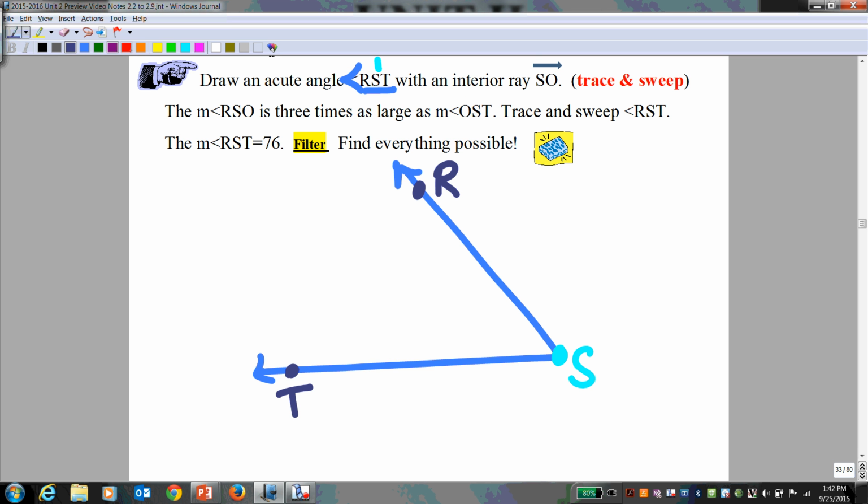When we have an interior ray SO. So again, that's the same S. It doesn't say it's in the middle, so we're going to offset it. And that's ray SO.